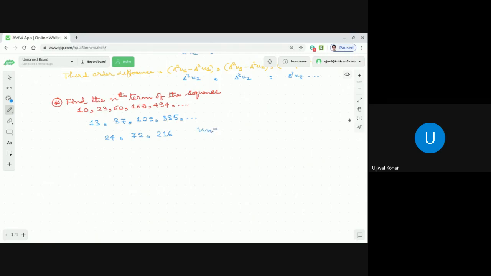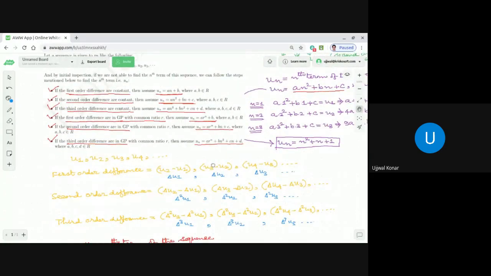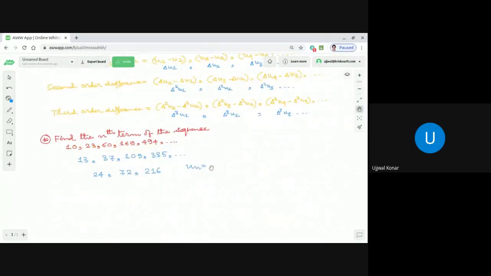According to our understanding, what should Un be? It is A into r to the power n plus Bn plus C, correct? So Un should be equal to A into 3 to the power n plus Bn plus C, correct or not? Now you know how to find the values of A, B, C, because we'll apply n equal to 1.